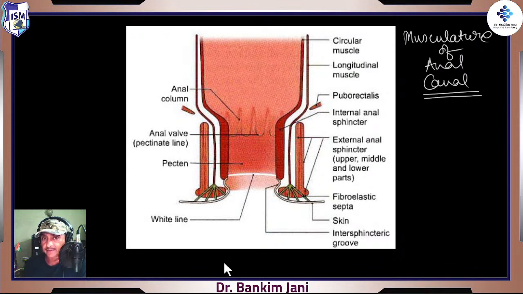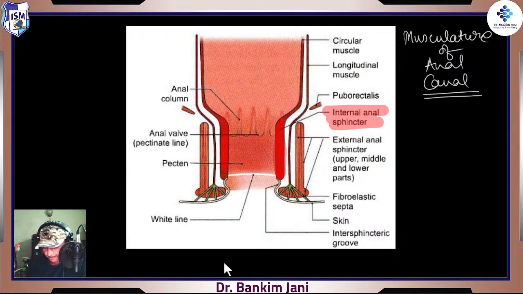The internal sphincter is relatively simple. Where is it? Here it is, the internal anal sphincter. Its fibers go all the way up, all those circular fibers, because this is a section. So that's the internal anal sphincter, all the way up the anal canal, except the final part.